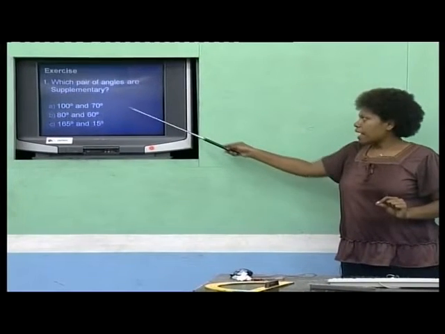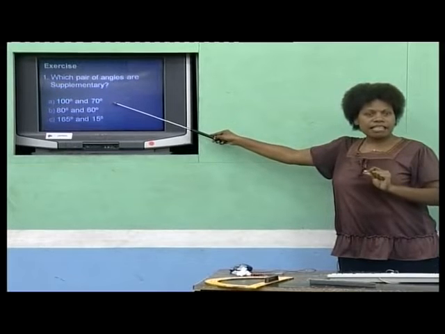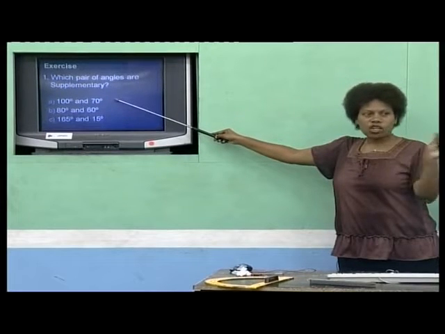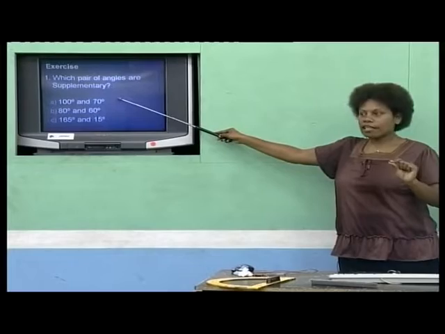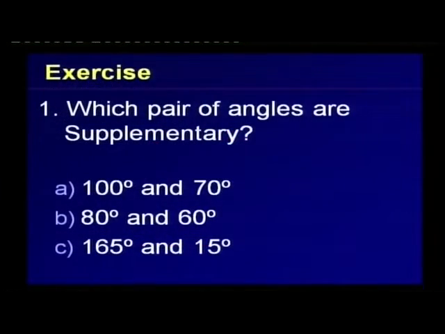180 degrees. A, 100 plus 70 is 170. That's not a sum of a straight angle, no. B, 80 plus 60 is 140. That's not a sum of a straight angle. So C is correct. All right. So exercise 2 and 3, we'll correct that later in our own time, receiving students.